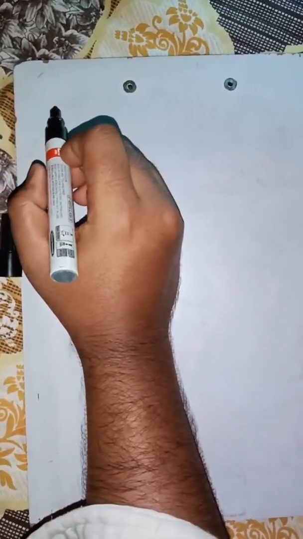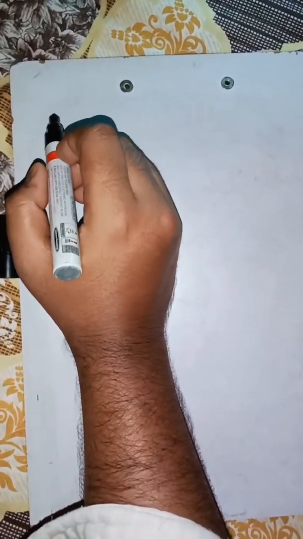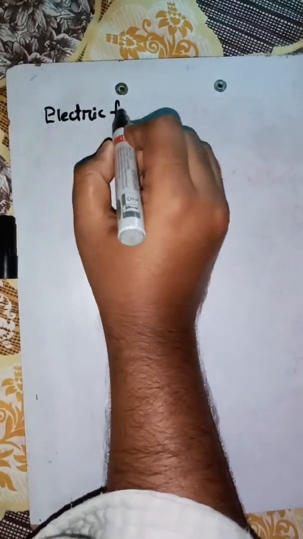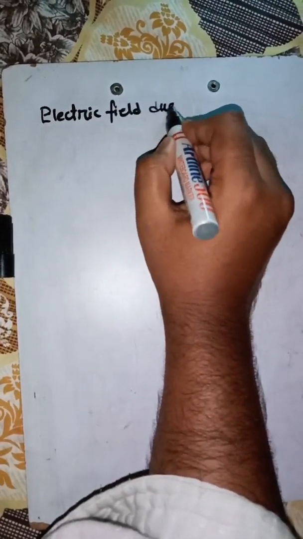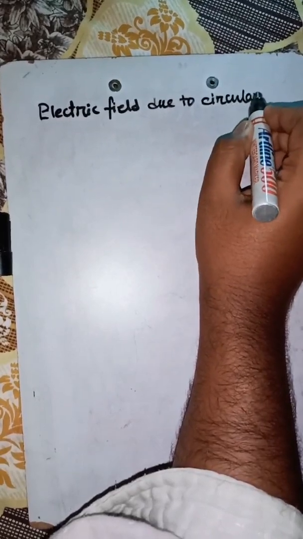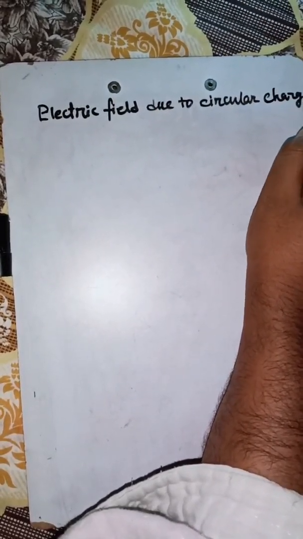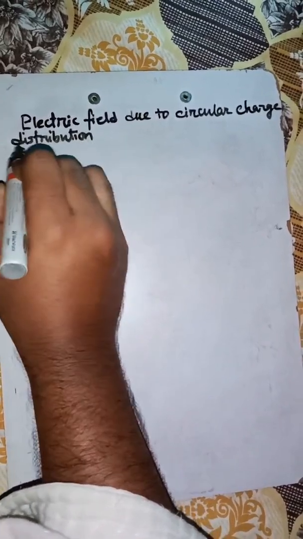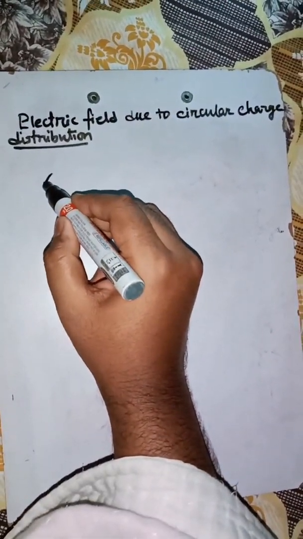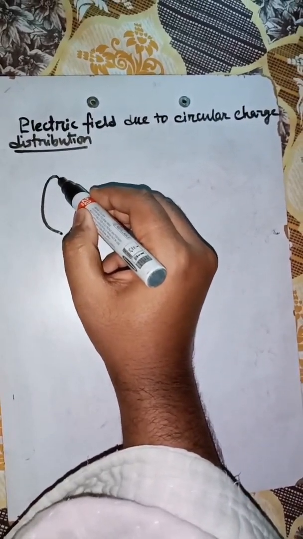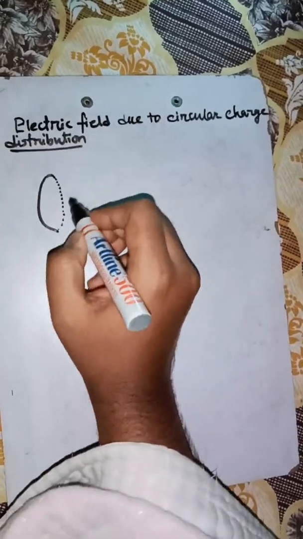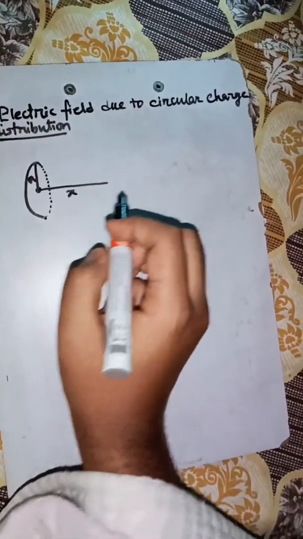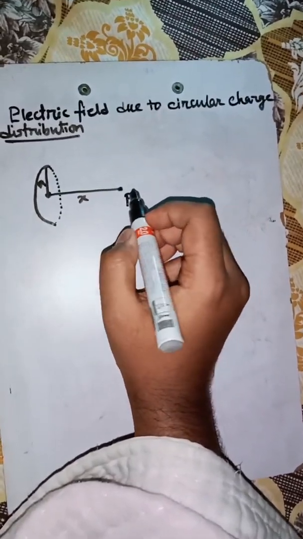So let us take an example of the electric field due to continuous charge distribution, that is, electric field due to circular charge distribution. Suppose this is a circle of radius a, and at point x, which is P, we have to find out the electric field intensity.